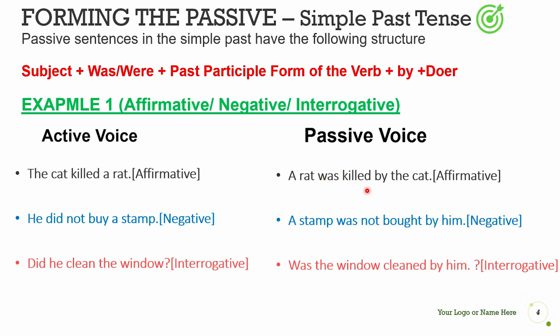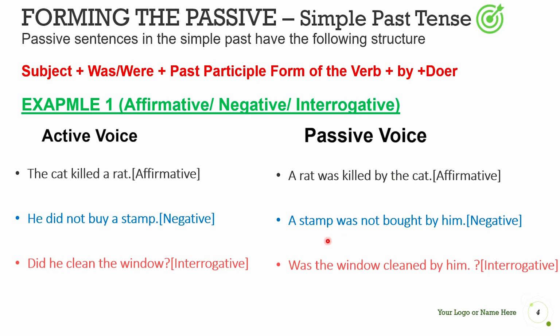verb. As I mentioned earlier, when changing active voice into passive voice, the object of the active sentence becomes the subject of the passive sentence. The subject of the active sentence becomes the object of the passive sentence, generally preceded by the preposition by.